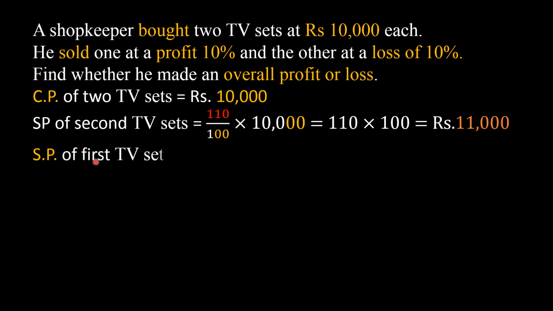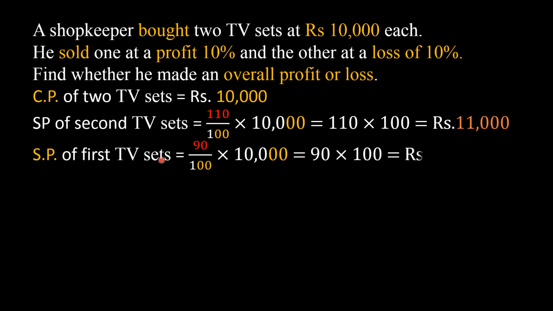Selling price of another TV set will be 90 divided by 100 multiplied by 10,000, because he has sold the other set at a loss of 10%. So 100 minus 10 will be 90. These two zeros will get cancelled with these two zeros. 90 multiplied by 100 will be rupees 9,000.